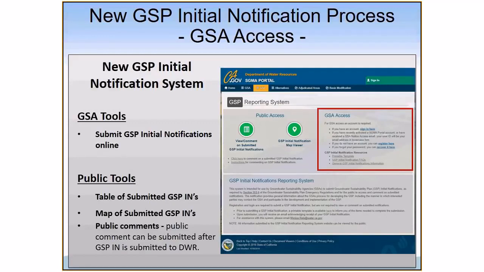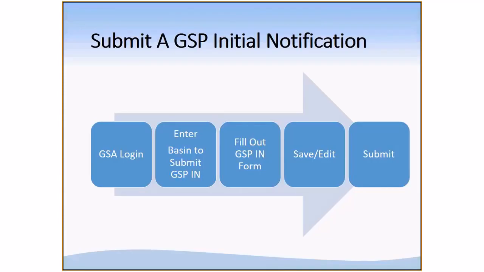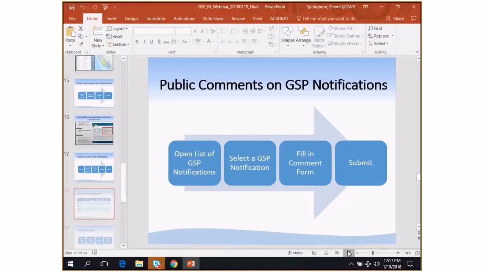There is a requirement to be a GSA. So GSAs will use their existing login information that they've developed as part of the GSA submission. So they'll use that to log in to get to the site. Text, submit a GSP initial notification. And the workflow here that I'll demonstrate on the live site is GSA logs in, they enter the basin that they'd like to submit the initial notification in, they fill out the form, they can save or edit that and come back to it if needed, and then hit submit. Returns to web browser. So now I'll go back to the live site.